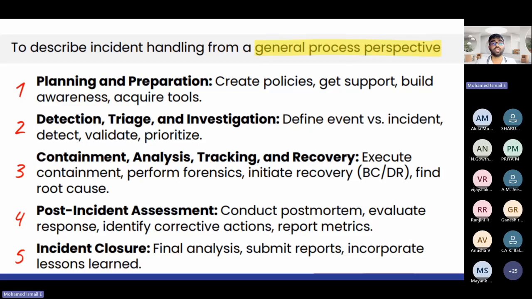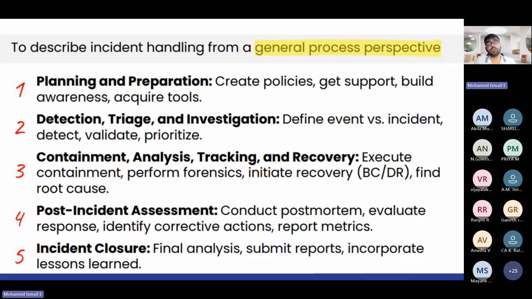Then they will check when the last backup was taken. If there was a backup, they will restore and resume the business. They will not pay the ransom. Paying ransom is not at all recommended in enterprises, because we should prepare the plan ahead. So no need to pay the ransom, because backup is continuously happening.